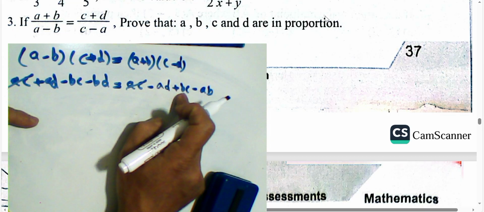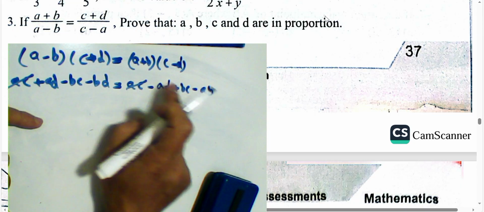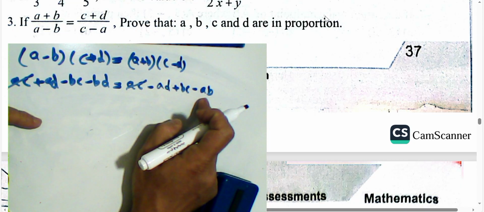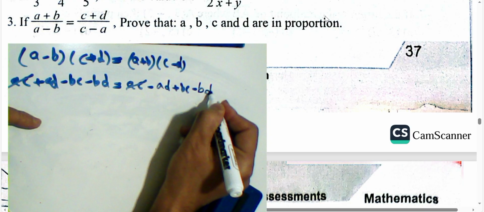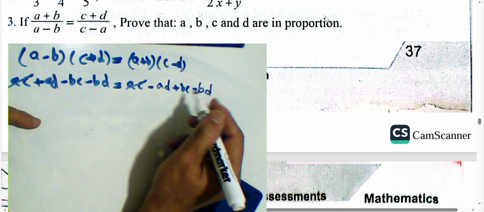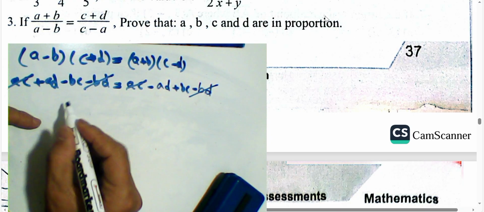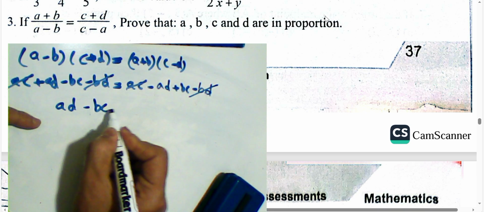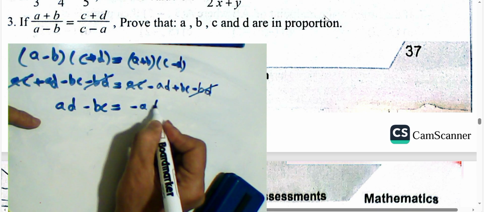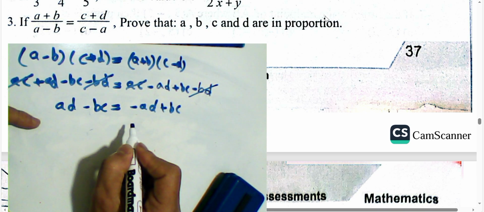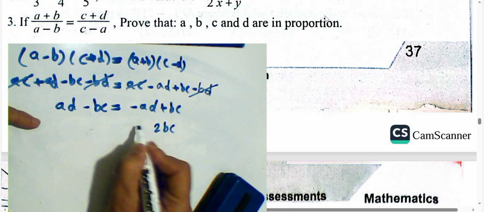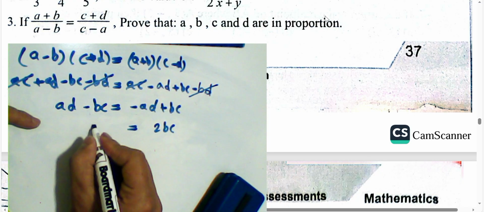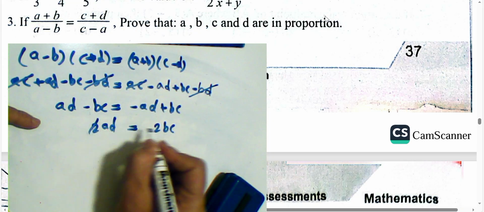And B times C, BC. B times negative D, it will be BD. Okay, then negative BD, we can cancel it also. Then we have AD minus BC, it's equivalent to negative AD plus BC. Negative BC moved here, it will be 2BC. Negative AD moved here, it will be 2AD. We cancel 2 by 2.